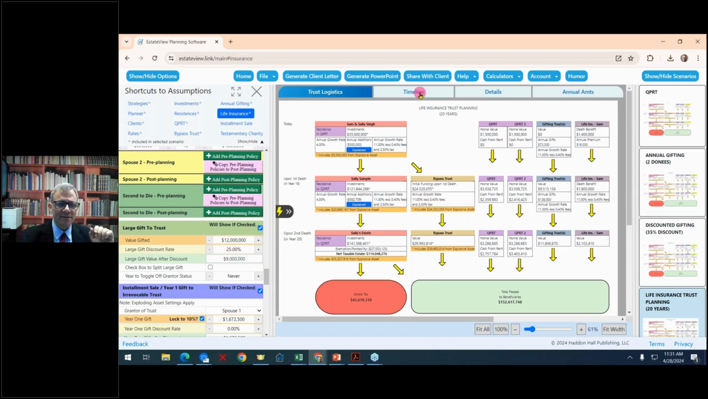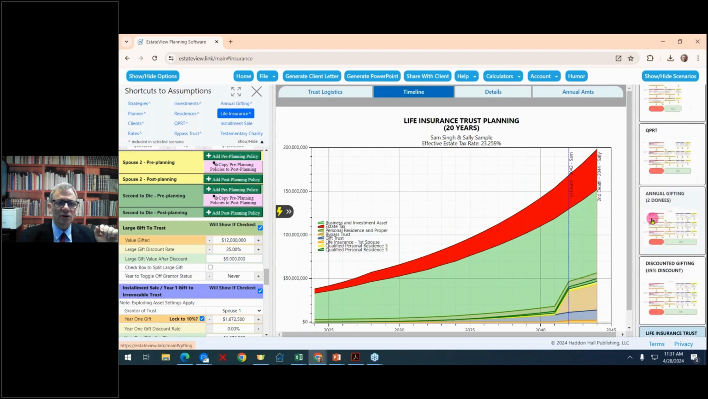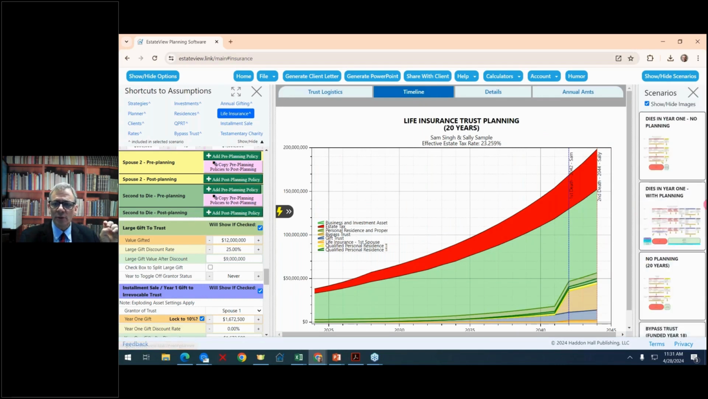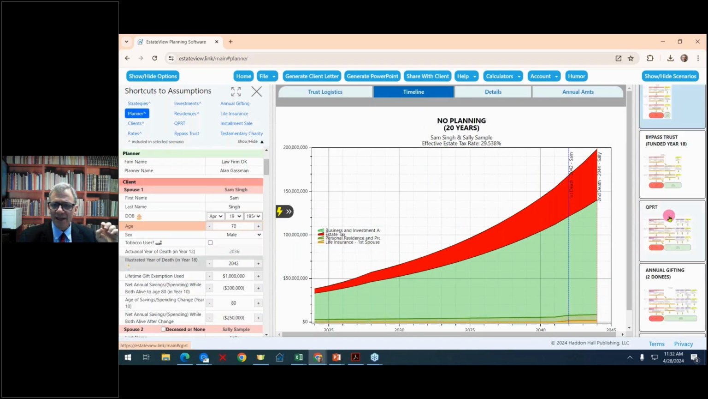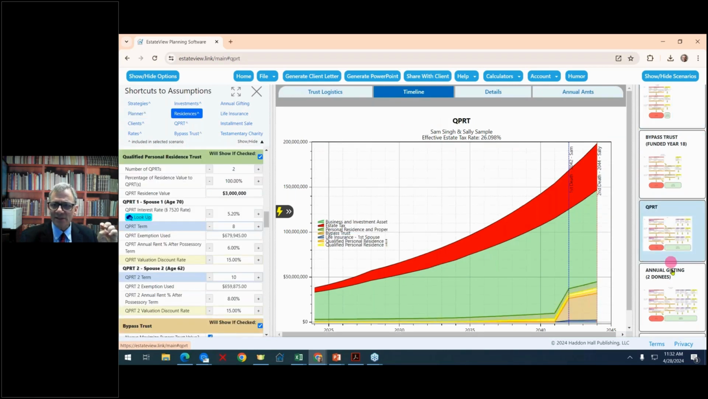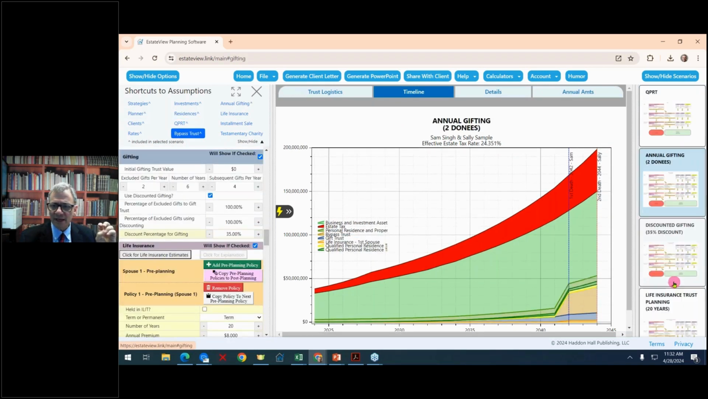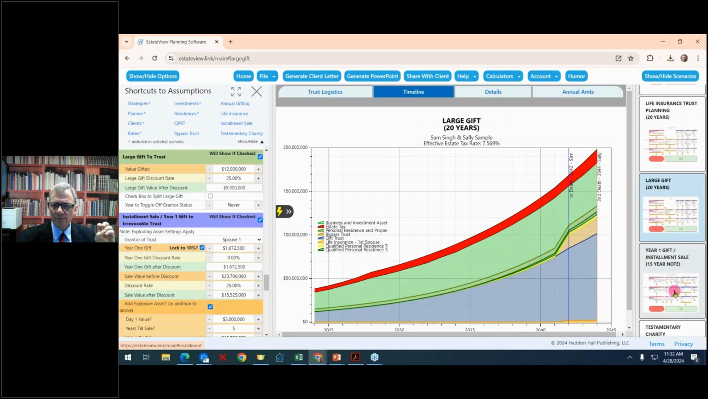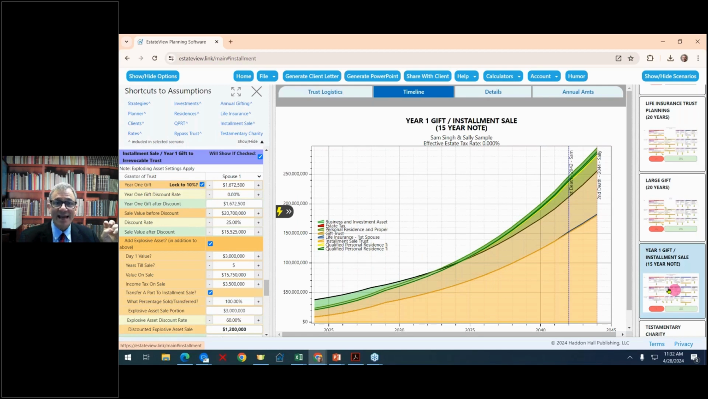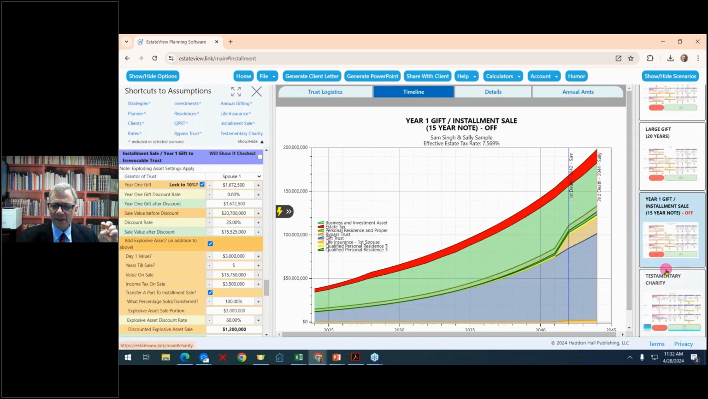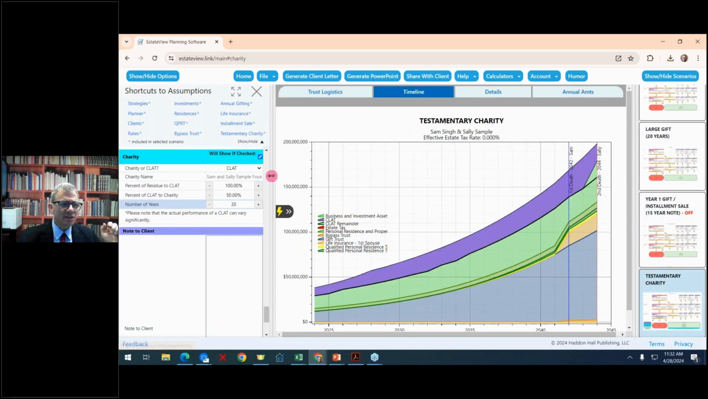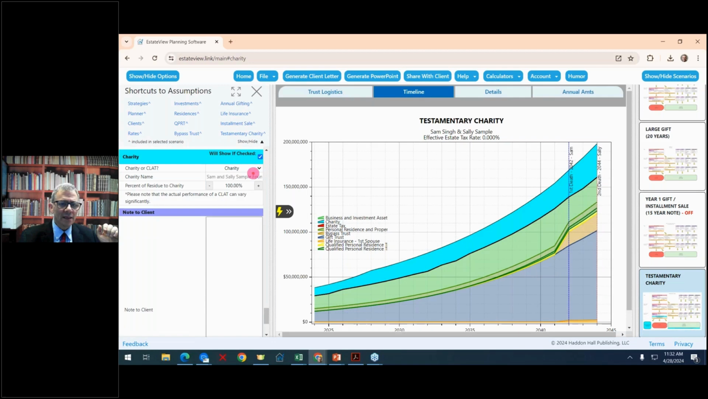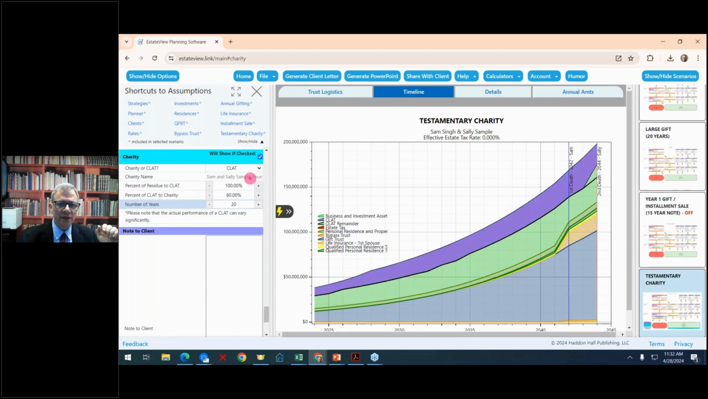I can show the planning in terms of logistical, as I've been showing you, or a timeline. The red is the estate tax, and the other colors are the various types of trusts that we are putting into place for these clients, getting that estate tax down to 0 using an installment sale, or without the installment sale, using testamentary charity or a CLAT to completely avoid federal estate tax.